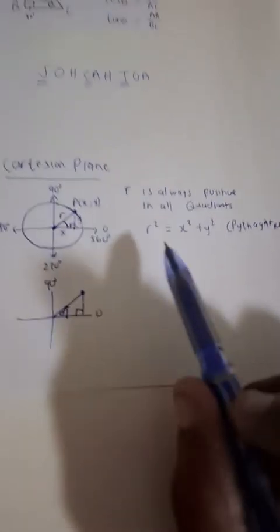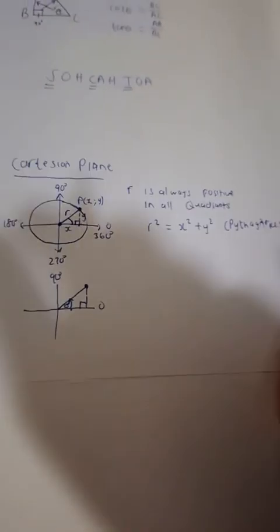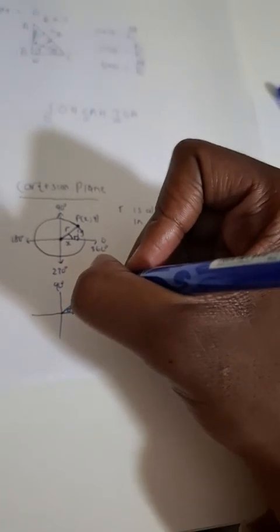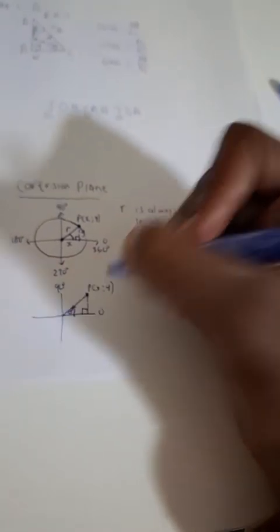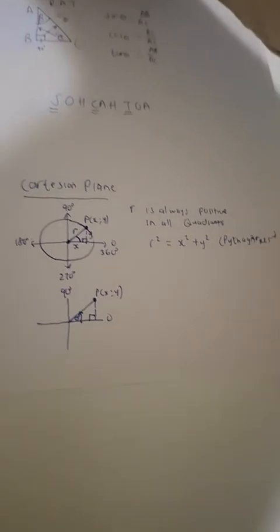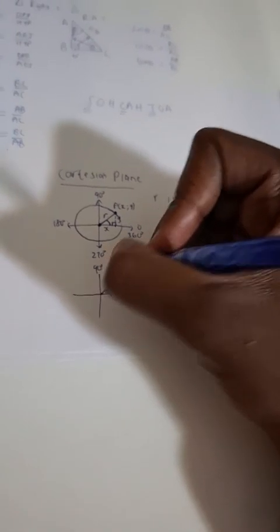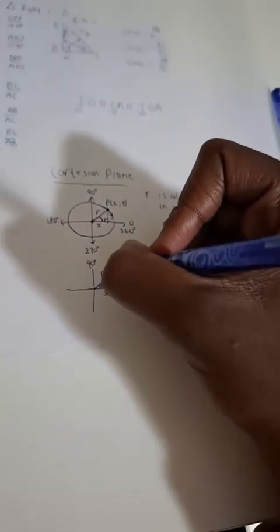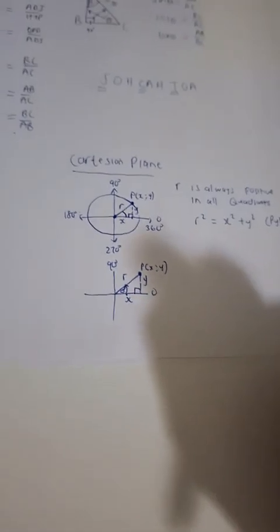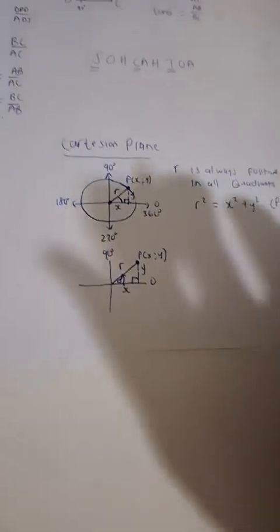And like I said, also note the idea of Pythagoras. This is the point x and y, and then obviously there are a lot of things that we can conclude. So the distance of r, the distance of x, the distance of y. Hopefully that makes sense to you.